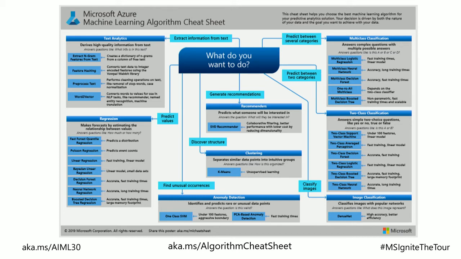In Machine Learning Designer, there are of course many different algorithms that you can use. We created this algorithm cheat sheet. So, as you can see, you always have to start with a question. This is a business question. You have to understand what you want to do next. Do you want to predict between several categories? Do you want to extract information from a specific text? Do you want to find unusual occurrences? And based on what you want to do, and on the different data that you have, you can pick a specific algorithm.